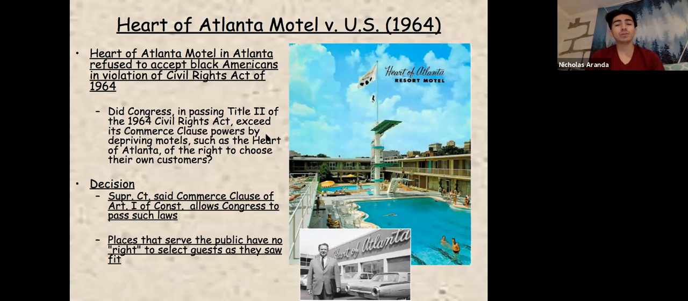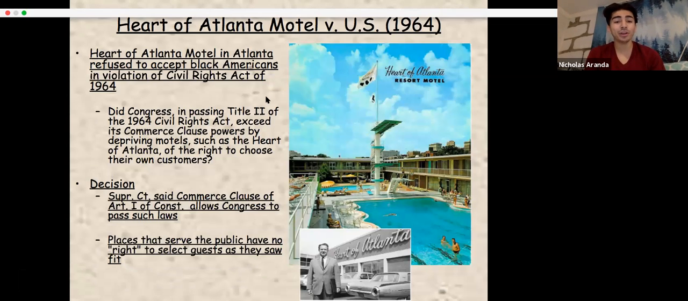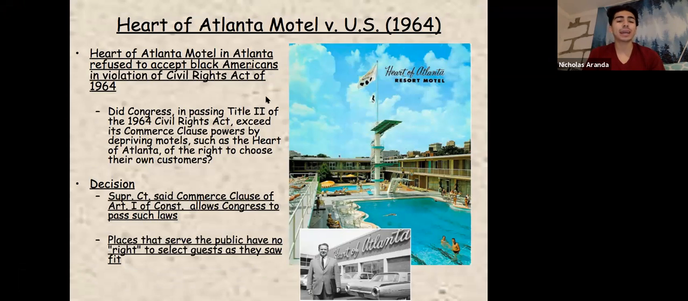Heart of Atlanta Motel versus the U.S. is a Supreme Court case from 1964. The Heart of Atlanta Motel in Atlanta refused to accept Black Americans, and this was in violation of the Civil Rights Act of 1964. So the question that the Supreme Court had to review is, did Congress, in passing Title II of the 1964 Civil Rights Act, exceed its Commerce Clause powers by depriving motels, such as the Heart of Atlanta, of their right to choose their own customers?